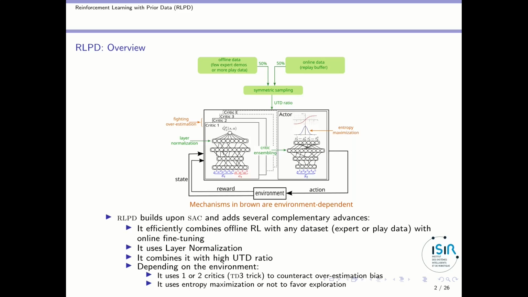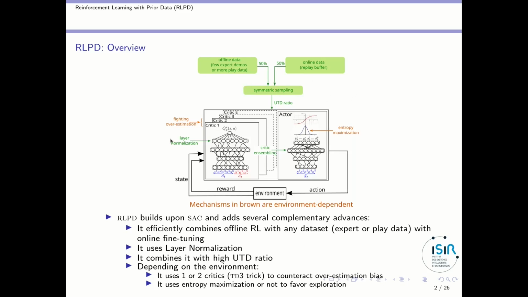And now let's have a look at the different additions that we will visit during this lesson. First, RLPD combines offline data corresponding to expert demos or more play data with online data coming from the interaction of the agent with the environment through a simple scheme which is called symmetric sampling.